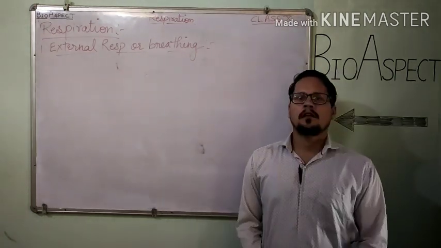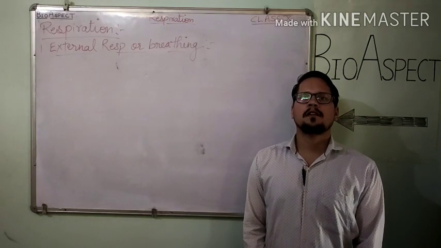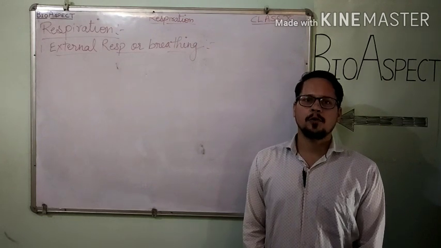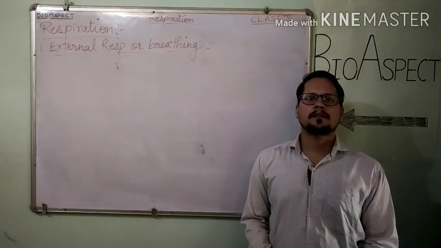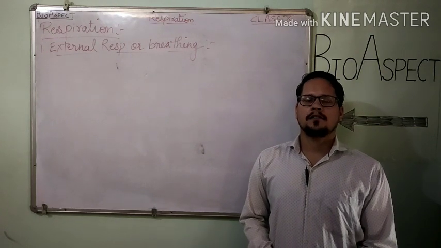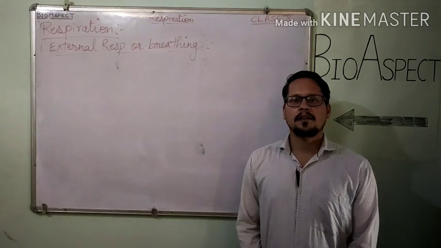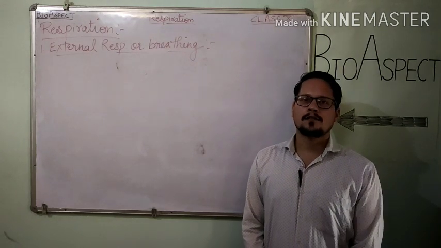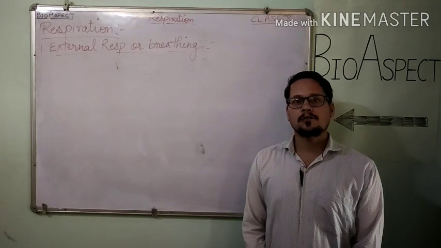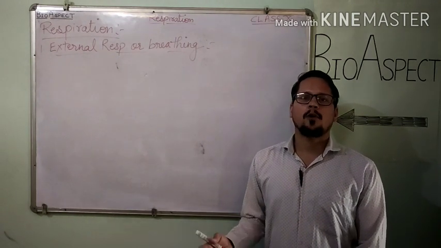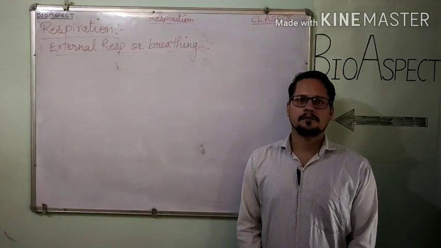In all the vertebrates, it means the organisms which have a backbone are called vertebrates, a pigment called hemoglobin is found in the red blood cells. It is responsible for carrying oxygen molecules to the different body cells, and it also carries carbon dioxide from the body cells to the lungs so that it can be exhaled.